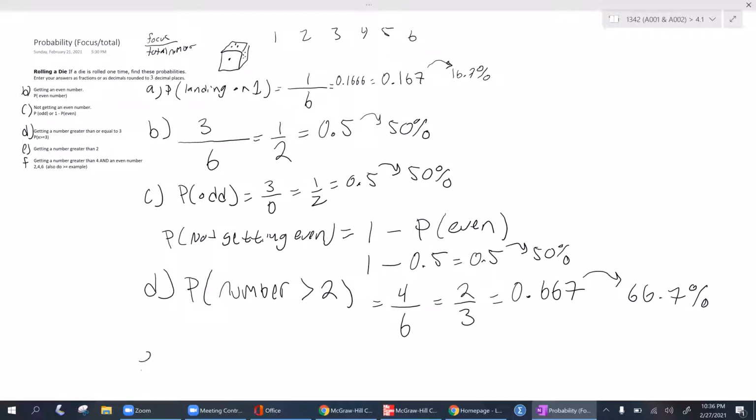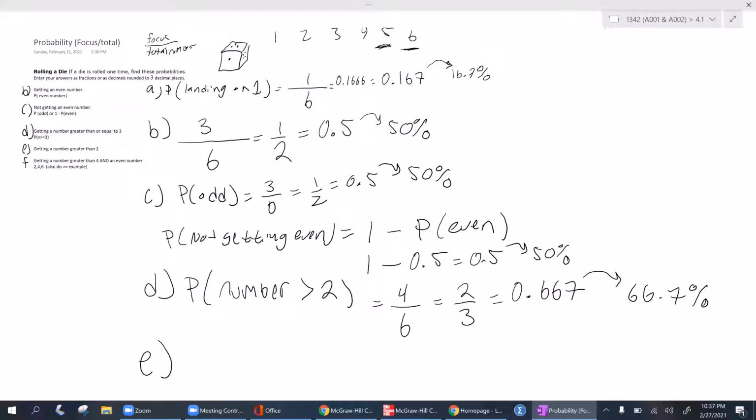And last but not least, let's do E. What is the probability of getting a number greater than 4 and it's an even number? Ooh, so there are 2 things going on. One thing I'm going to want to do is focus on the first part, getting a number that's greater than 4. Numbers that are greater than 4, not greater than or equal to, strictly greater, are 5 and 6.